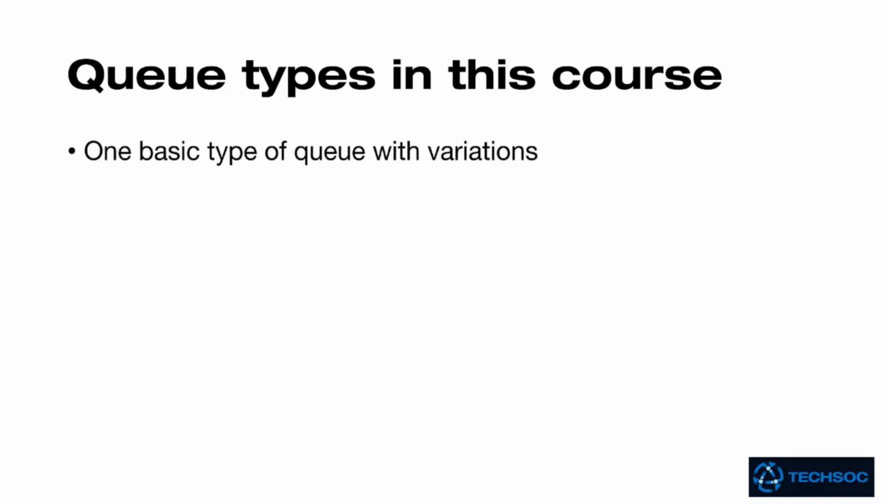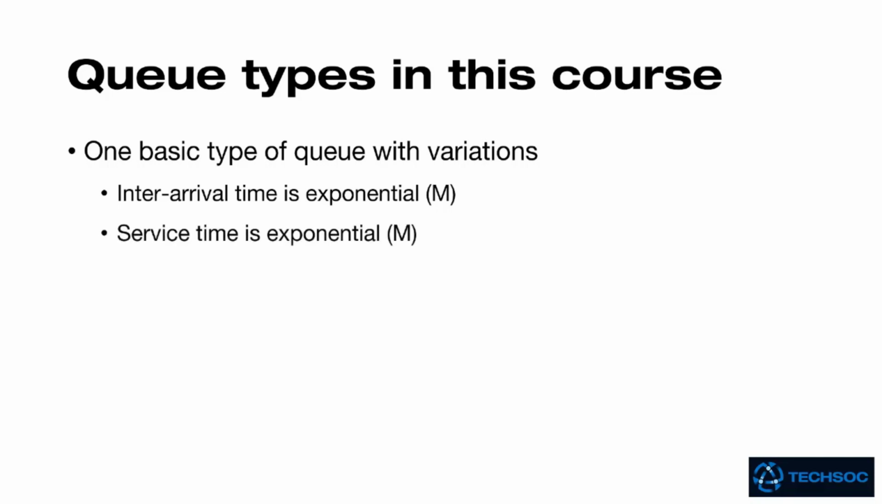We'll be using one basic type of queue with a few variations. The inter-arrival time is exponential, and that's indicated by the letter M. We will use the Poisson distribution, which I'll describe in more detail later. The service time is also exponential, except instead of using Poisson, we will be using the exponential distribution. One is the inverse of the other.